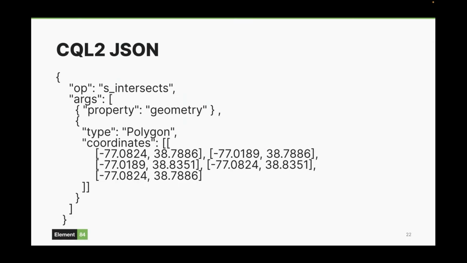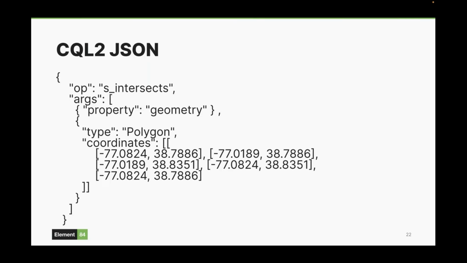And this is what the S_INTERSECTS parameter would look like. You choose the property that you're filtering on, and then a GeoJSON geometry that you want that to intersect.